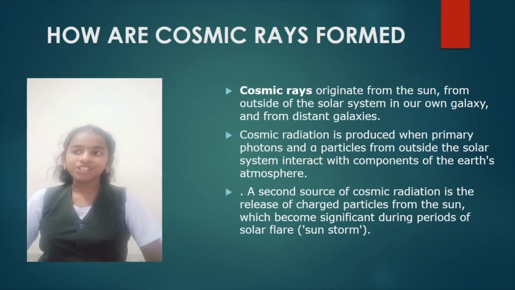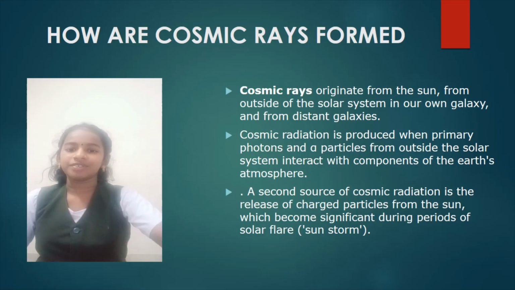Cosmic rays originate from the Sun, from outside our solar system, in our own galaxy, and from distant galaxies. Cosmic radiation is produced when primary photons and particles from outside the solar system interact with components of the Earth's atmosphere. A second source of cosmic radiation is the release of charged particles from the Sun, which become significant during periods of solar flare, which is also called a sunstorm. Now, the next topic, which is facts, will be continued by Rishi.